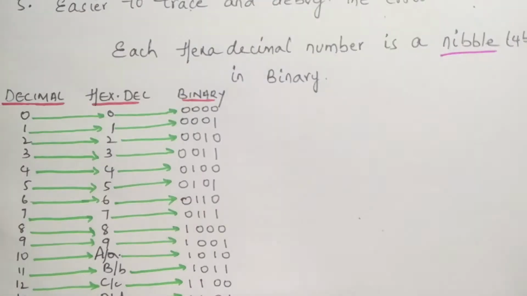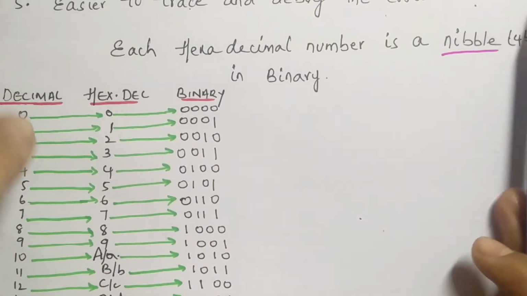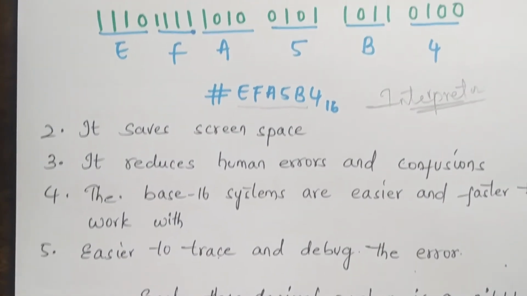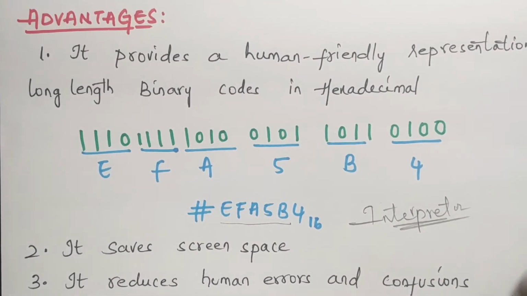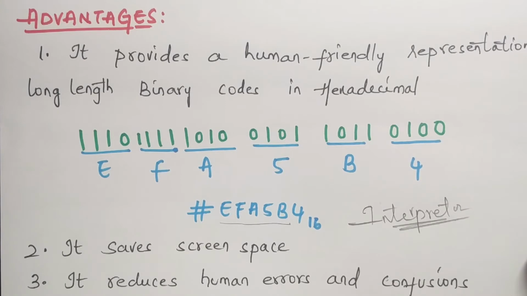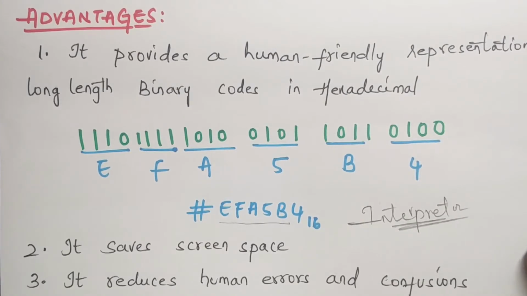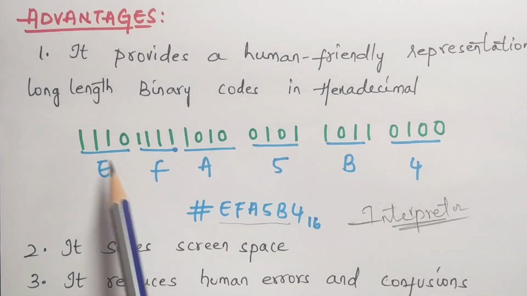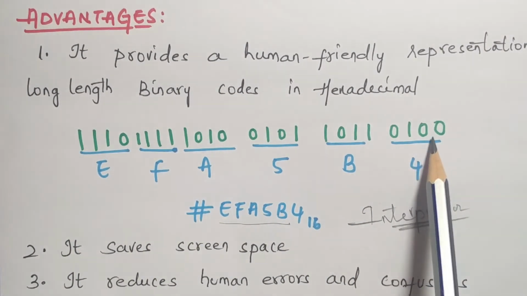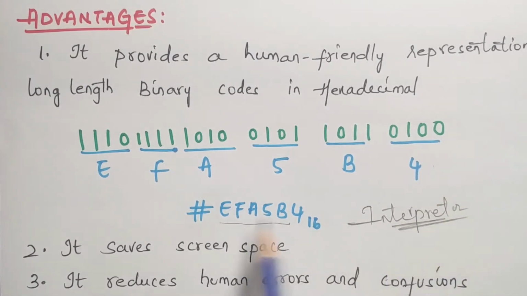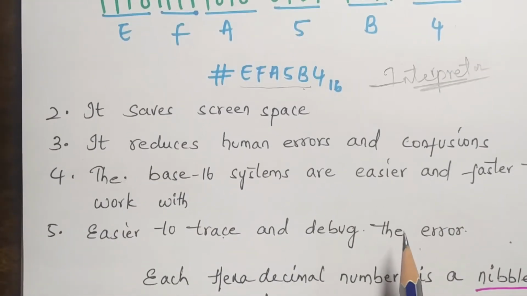Let us see the advantages of the hexadecimal number system over other types of number systems. The hexadecimal number system will reduce the code length of binary numbers. It means long binary codes will get compact after being converted into hexadecimal form. As you can see in this example, this is a long string of binary, and after its conversion into hexadecimal, its code size got reduced. So ultimately it will save screen space.